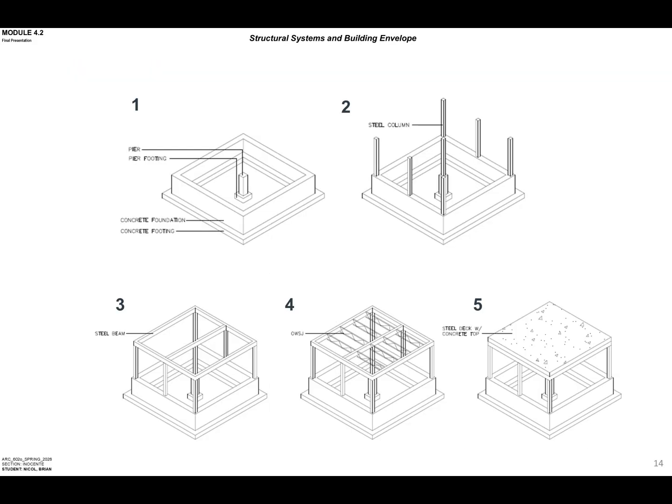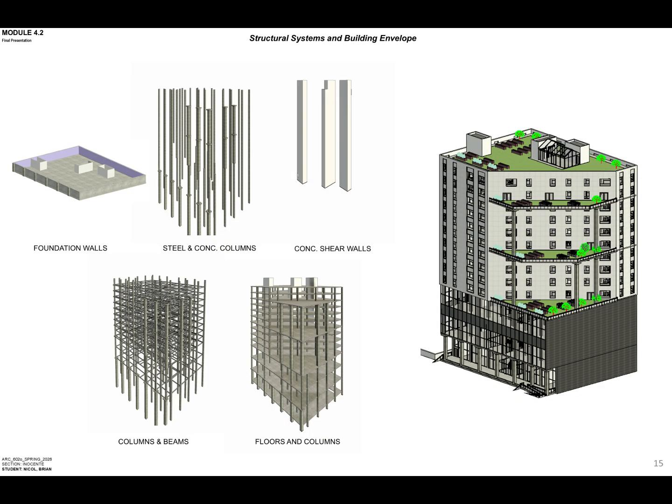This is sort of a typical 3D shot of how the building is going to be built, with the foundations and the piers, with the steel columns going on top of the concrete piers, steel beams with open web steel joists, and then a steel deck with concrete top to create the basic structure of the building. Another snapshot here is our building and its skeleton with these foundation walls, these steel and concrete columns, and how the columns and beams, floors and columns all sort of work together.